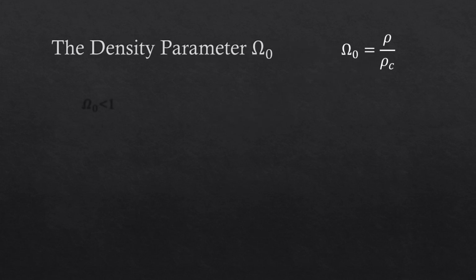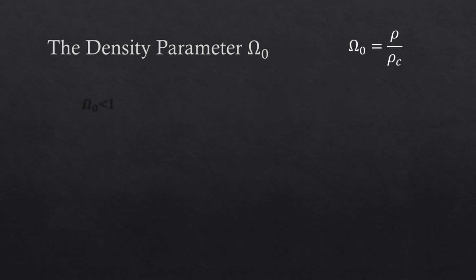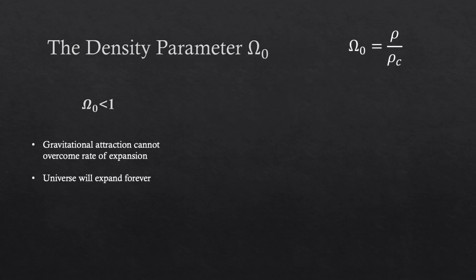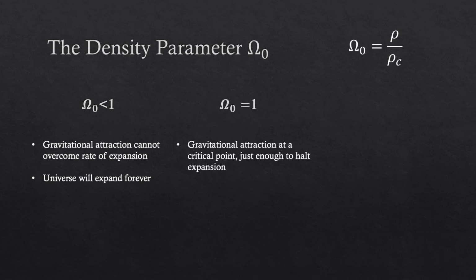The relation between these terms actually defines the ultimate fate of the universe, where, if the ratio is less than 1, where the universe has less than critical density, then the universe lacks the total mass required to overcome the current rate of expansion through gravitation, and will continue to expand forever. This is known as the open universe.